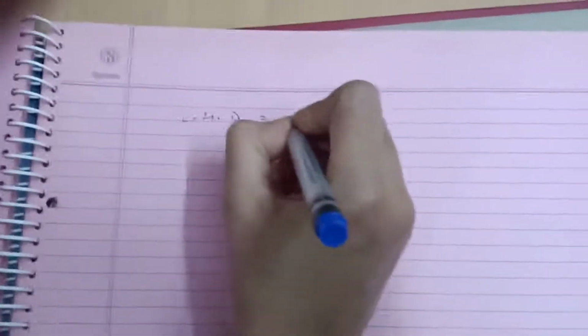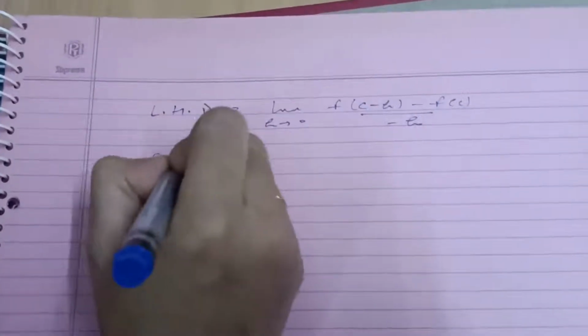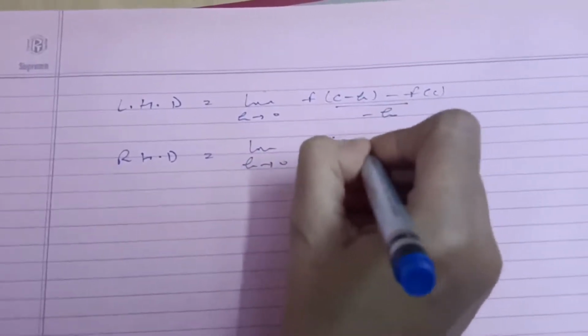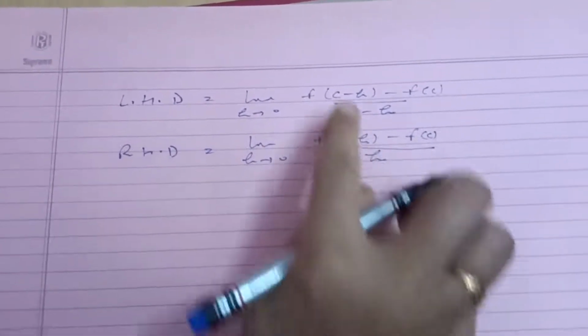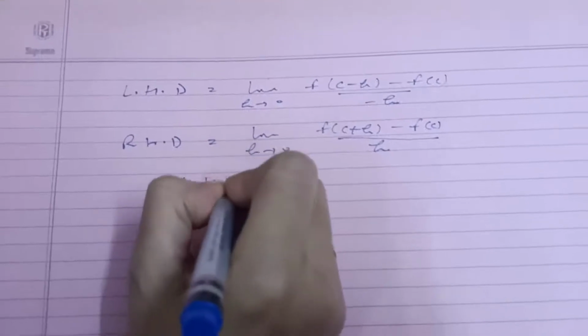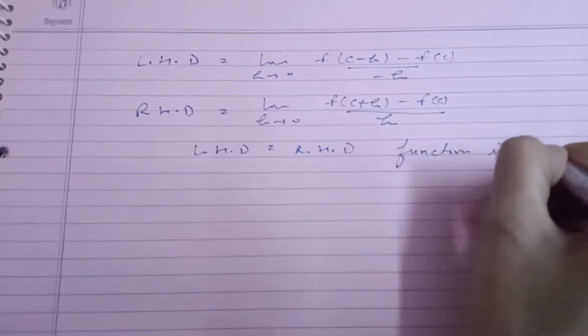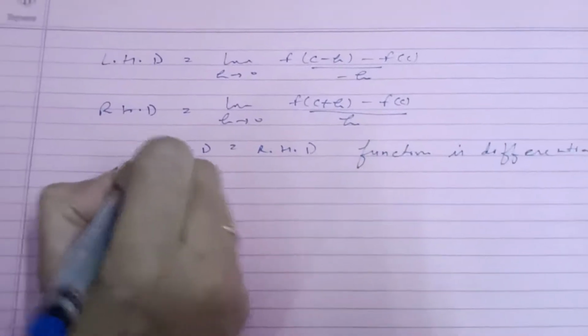If they are both equal, the function is differentiable. The left hand derivative is the limit h tends to 0 of f(c minus h) minus f(c) by minus h, equal to the right hand derivative, the limit h tends to 0 of f(c plus h) minus f(c) by h. If the left hand derivative is equal to the right hand derivative, then the function is differentiable at that point.